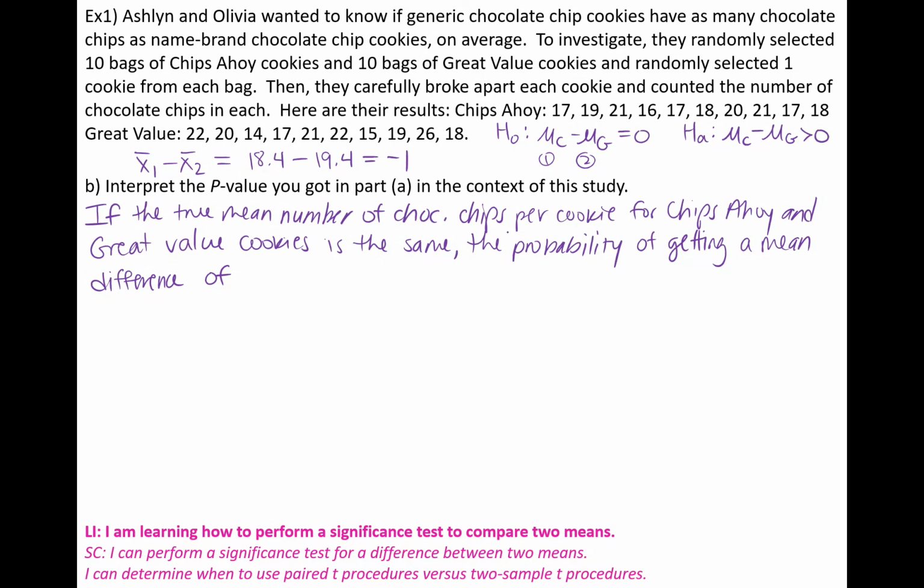So I'm going to say the probability of getting a mean difference of -1 or more, because I'm going in the same direction as my alternative, is approximately, and here's where I say what my p-value was. My p-value was 0.78. So there you go.